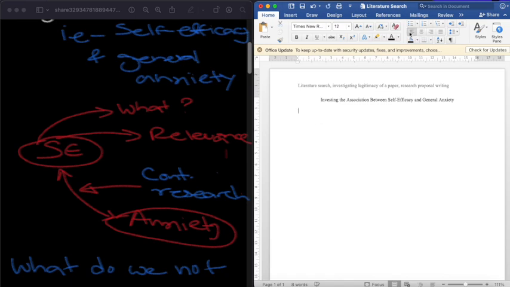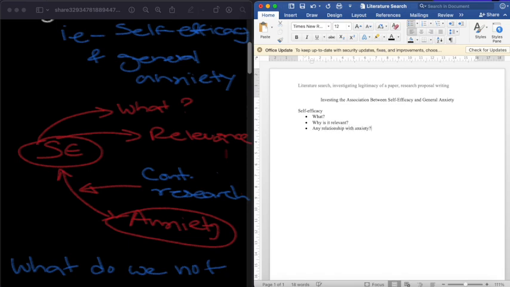So, this is something that I need to write. Self-efficacy. Okay, so what is self-efficacy? What is it? And then why is it relevant? And do we have any relationship with anxiety? So let's say any relationship with anxiety.